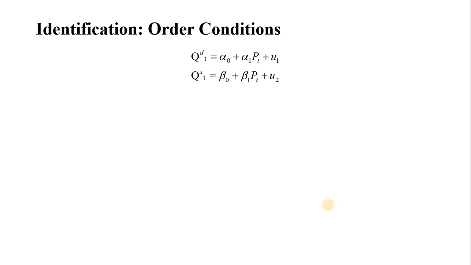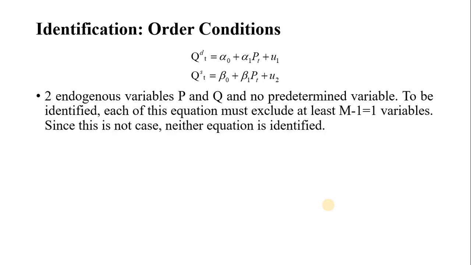Okay, look at this equation Qdt, the quantity demanded for the commodity, is equal to alpha 0 plus alpha 1 price plus u1. Then quantity supplied is equal to beta 0 plus beta 1 p plus u2. Look at how many endogenous variables there are. There are only two endogenous variables, price and quantity, because Qdt is equal to Qs, so we are treating Qdt and Qst as Q.